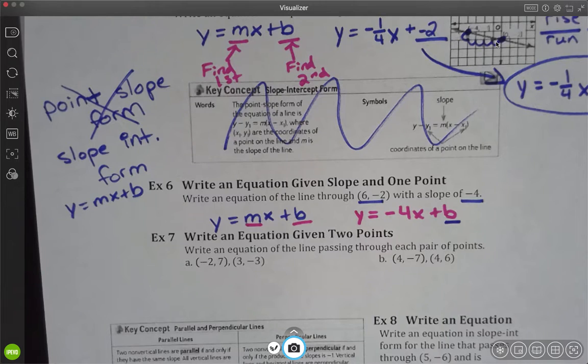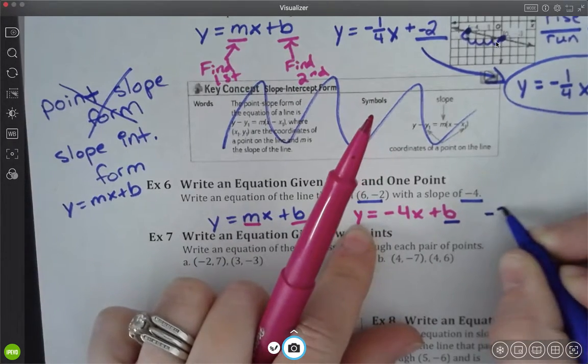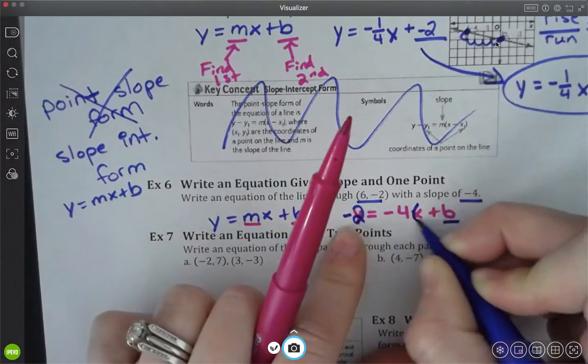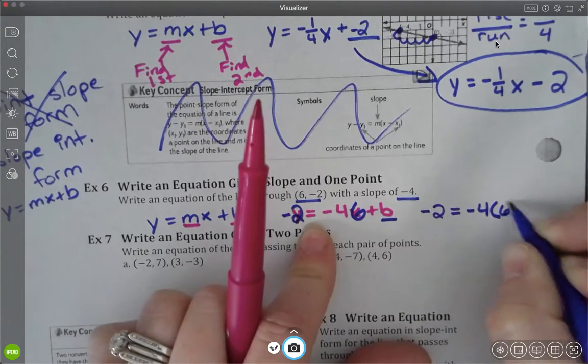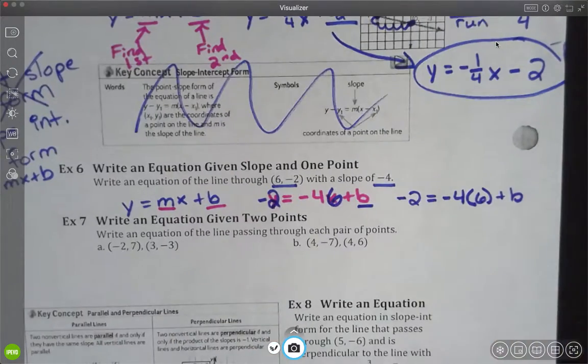Now, this is the important part though. This is where algebra kids mess up. They put 6 in for y and negative 2 in for x, because that's the order that they go, right? But which one is the y coordinate? X is 6, negative 2 is y, so negative 2 needs to go in the y spot. Does that make sense? So negative 2 equals negative 4 times 6 plus b. Are we good? Now I can solve for b.